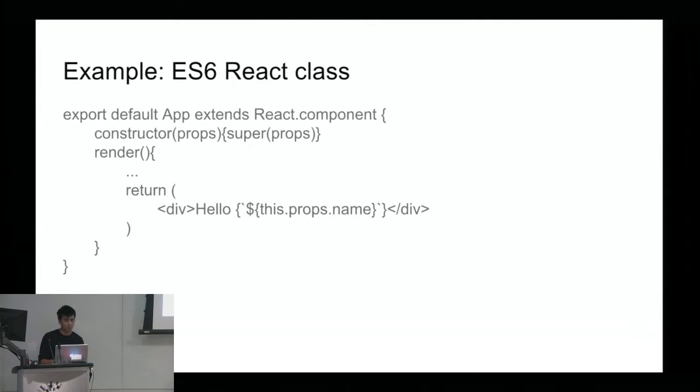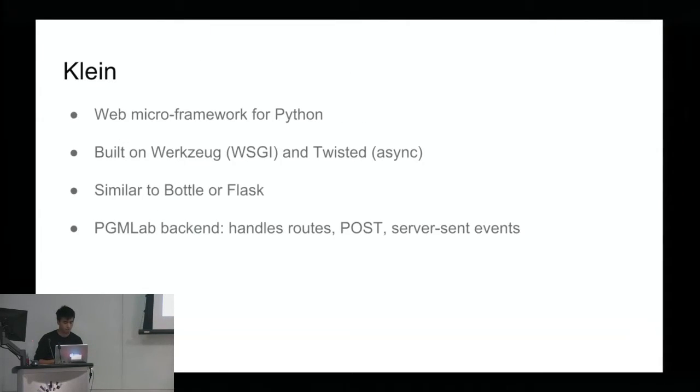So this is just an example of what an ES6 React class might look like. You can export it, and then you have the class name, which is App, and then you have your constructor method and your render method. Within the render method, it has to return some kind of markup. Oh, and there's also another cool thing with ES6. You can do string interpolation with template literals, and so there you have this.props.name, and that will be interpolated right into the string there.